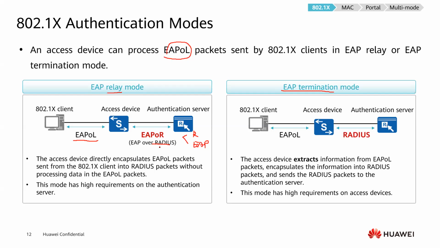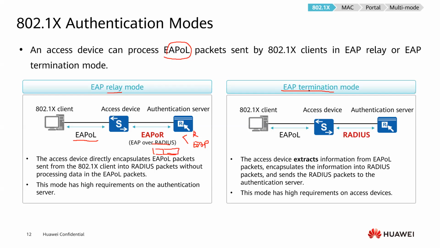Because the EAP header is for the RADIUS packet, and the RADIUS packet contains the EAP packet, right? So the authentication server needs to support both kinds of protocols. So for this mode, the server needs high processing capability. And another is the EAP termination mode.